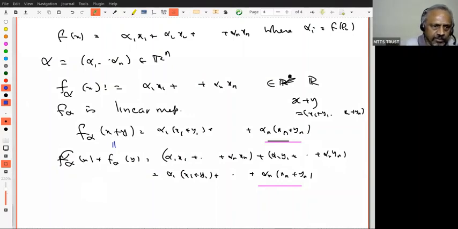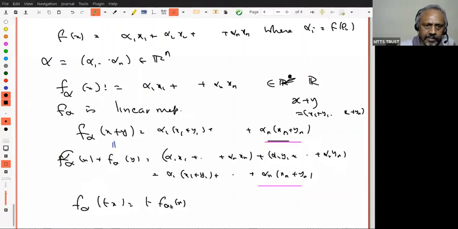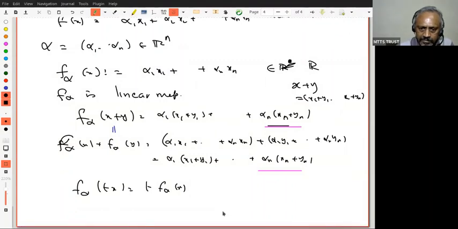So what do you think I have shown? And now similarly you have to claim f_alpha of tx equals t times f_alpha of x. Go back, f_alpha(tx) will be tx1, ..., txn. Therefore alpha 1 tx1, ..., alpha n txn, but t is common, I can take it out. T times (alpha 1 x1 plus ... plus alpha n xn). That is t times f_alpha(x). Okay, check that.